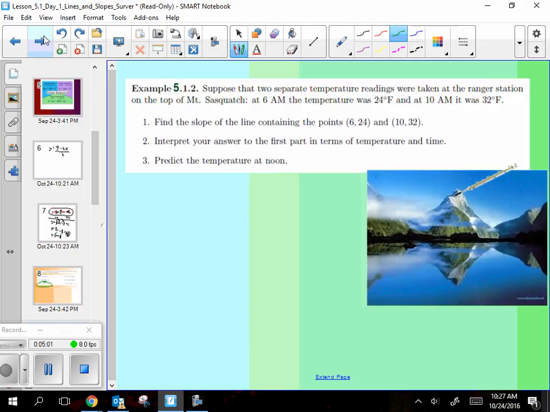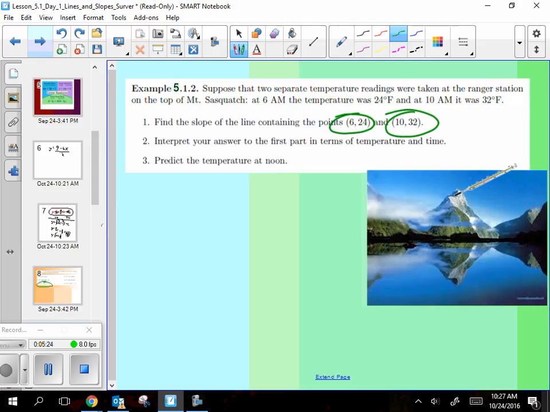But what about if your points are actually data? They're actually a temperature at a certain time. You still just find the slope. It's going to help you understand that slope doesn't just have to be how steep is this hill or how steep is this line. Slope can also be something else.